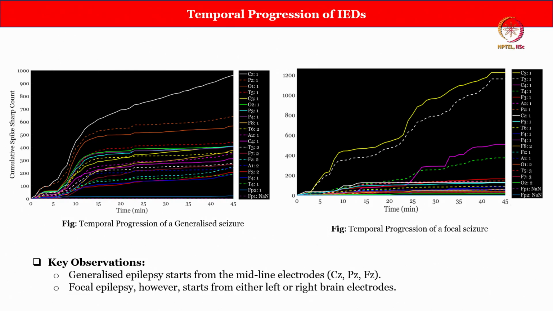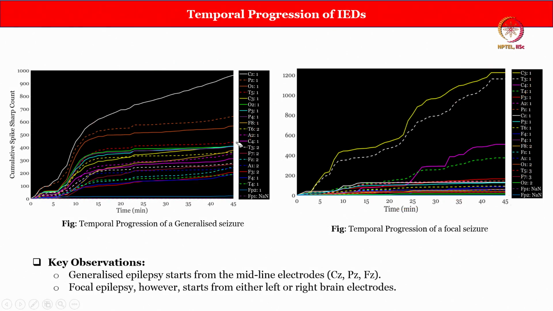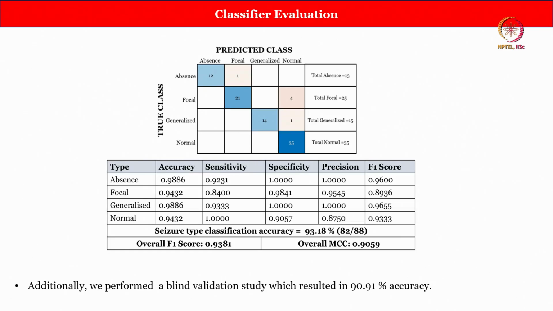So, this is an extremely beautiful plot where you can see that for generalized epilepsy, all the electrodes are increasing the number of counts. So, cumulative spike counts as well as spike and sharp counts are increasing uniformly. But in the case of the focal seizure, only a few electrodes subsequently increase, while in the generalized case all the electrodes are more or less uniform. So, the key observation is that generalized epilepsy starts from the midline electrodes CZ, FZ and PZ, while focal epilepsy starts from either the left or right side electrodes.